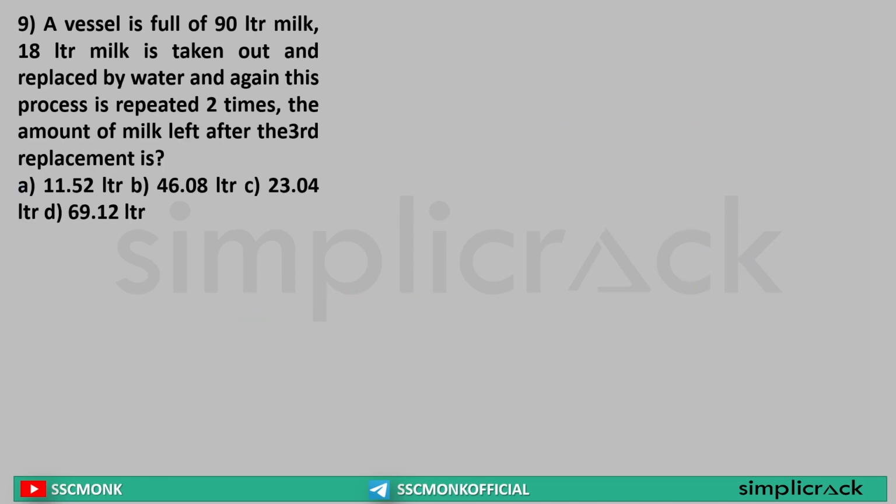Next. A vessel is full of 90 liter milk and 18 liter milk is taken out and replaced by water. Again, this process is repeated 2 times. Now understand here. First 18 liter was taken out. Then the same process of 18 liter taken out happened how many times? 2 times. First, then again 2 times. So total how many times? 3 times. This is where you need to have conceptual clarity.